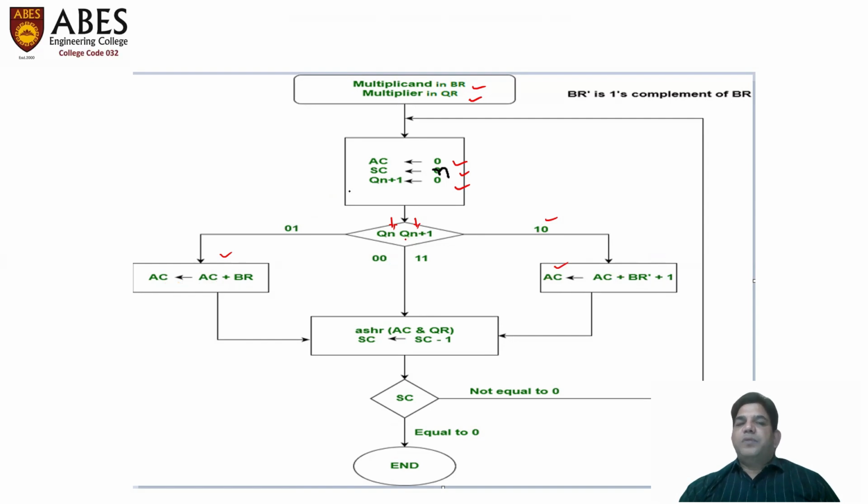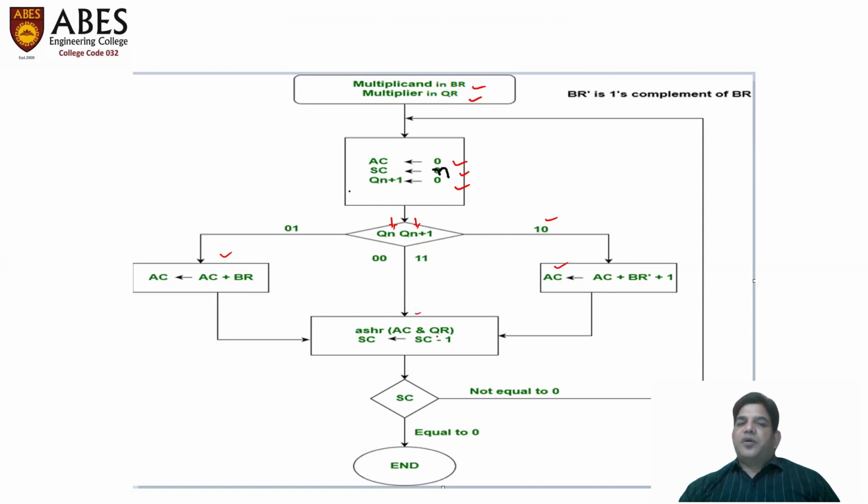And if the two bits Qn and Qn plus 1 are the same, that is 0, 0 and 1, 1, then there is no modification in the accumulator, and we simply perform the arithmetic shift right. So in all three cases, we have to perform the arithmetic shift right after these operations.